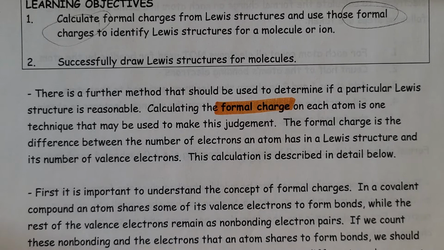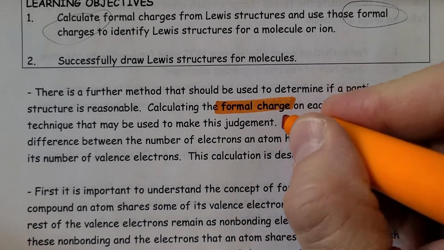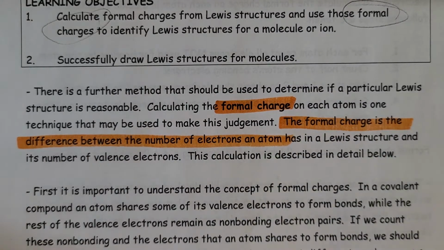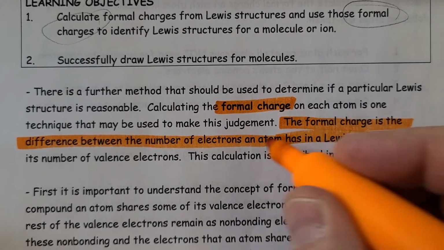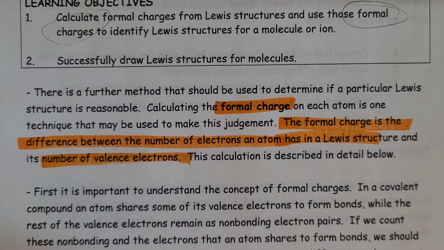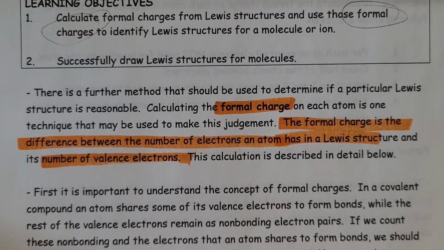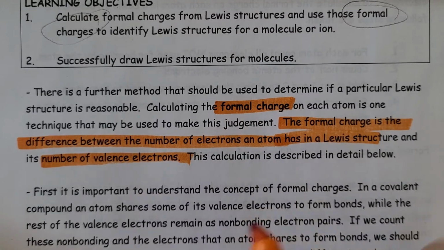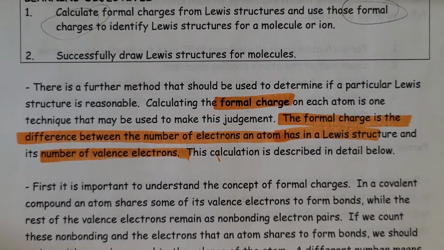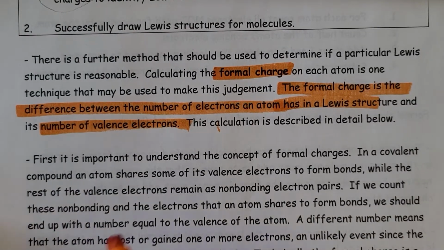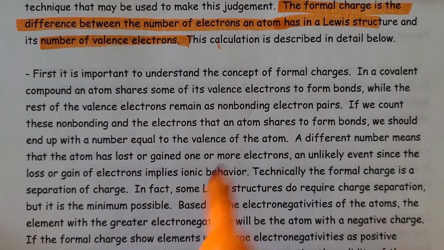Formal charge is the difference, and this is a key thing to note, between the number of electrons an atom has in the Lewis structure and how many it should have in terms of valence electrons. So you may have noticed in a couple of these diagrams, especially with oxygen, that it doesn't have 6 electrons in the structure. It has more or less. So we'll be taking a look at that and seeing how we can make more valid structures by looking at this. First, it's important to understand the concept of formal charges.